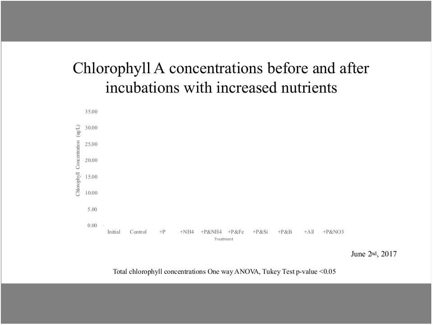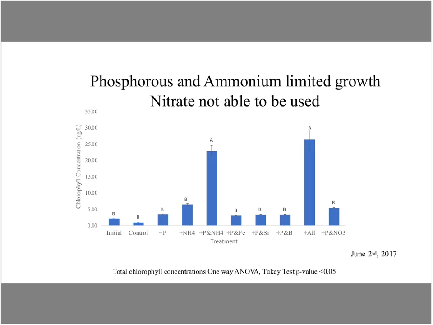This graph here is representing the chlorophyll concentrations in micrograms per liter, and the different treatments are on the x-axis. This is just the same graph, but with the bars added into it. This is telling us that phosphorus and ammonium limited the growth of chlorophyll a. It's important to note that nitrate here was not able to be used by the algae. We did our tests using one-way ANOVA statistics, and we performed a Tukey test with a p-value of 0.05.